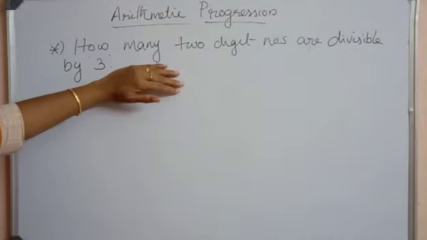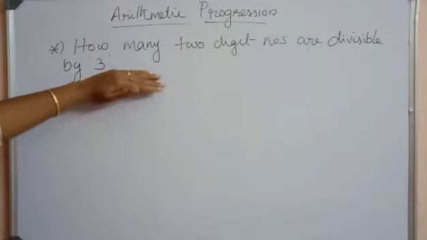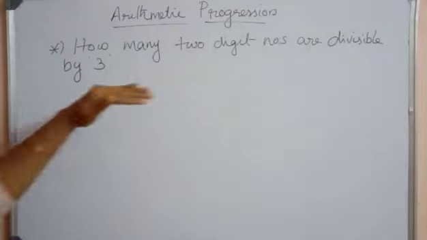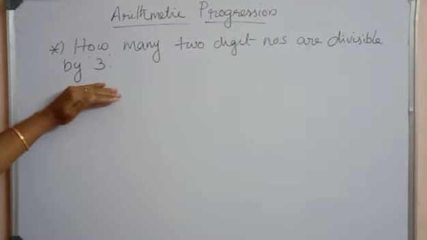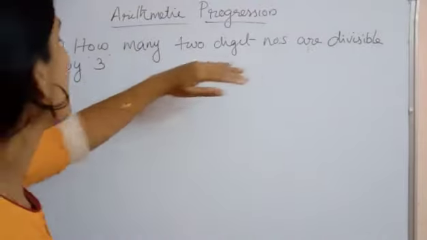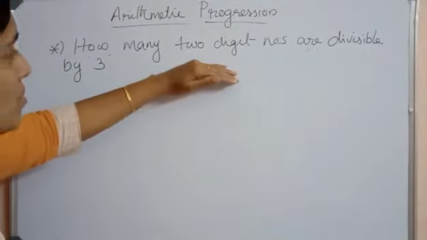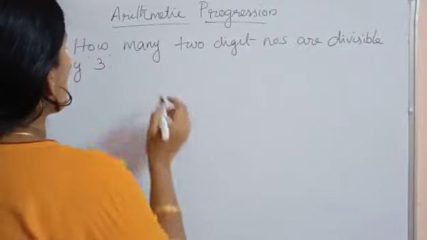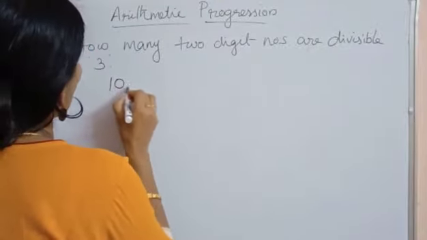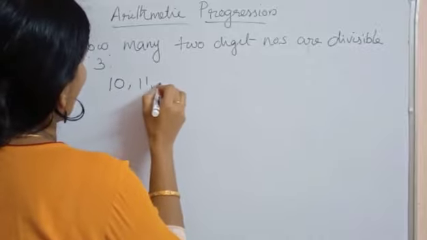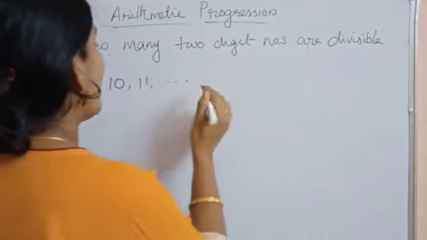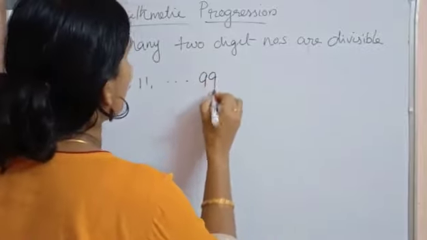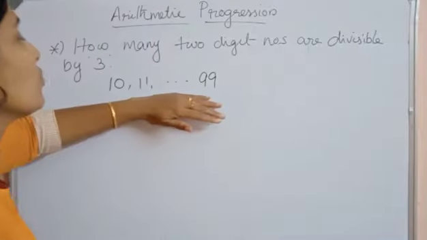Consider another question. That's a different type. How many two-digit numbers are divisible by 3? This is the question. So how do we find the numbers which are divisible by 3, and those numbers are only two-digit numbers. First we need to see the two-digit numbers. So the numbers start from 10, 11, etc. It keeps going, and the last number will be 99, and these are the two-digit numbers.